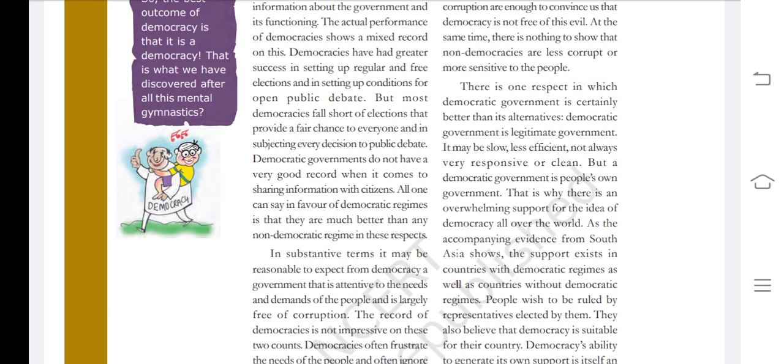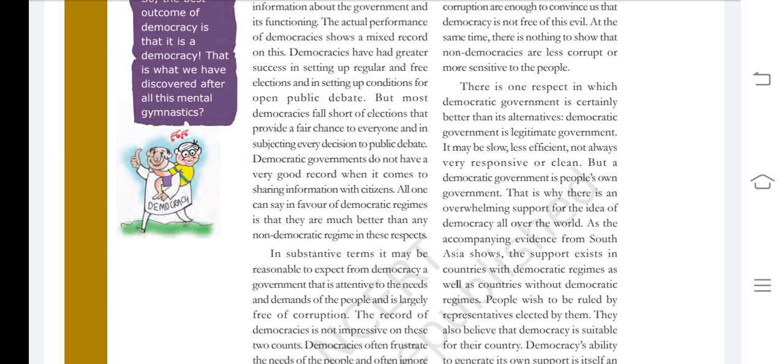Democracy's ability to generate its own support is itself an outcome that cannot be ignored. Democracy's ability to generate its own support means democratic government is a better form of government as it generates its own support, means it has its own support, and it itself is an outcome that cannot be ignored. Outcome of democracy is that democratic government has the ability to generate its own support. So these are some points which we can say that democratic government is a legitimate government.